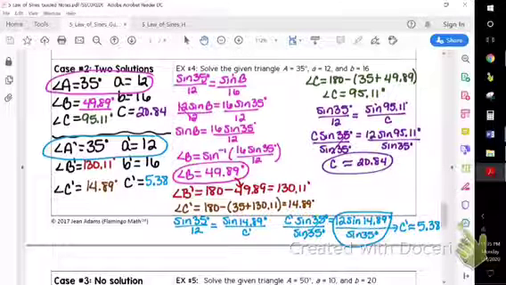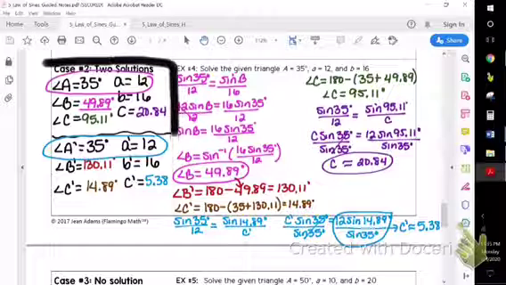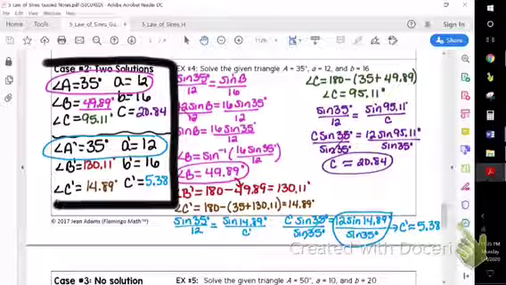The sides have no units, all my angles have degree symbols, so I'm now done with my first triangle as well. So we can see here on this one that there were two triangles that worked. So we have two solutions.